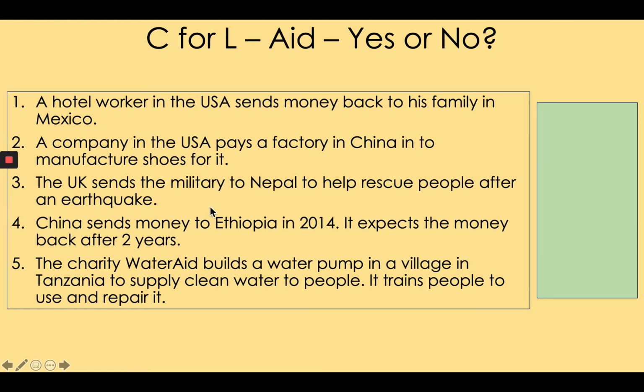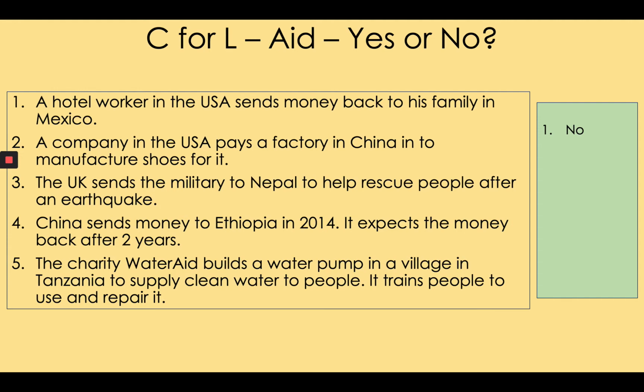Attempt these 5 questions to see if you can work out and identify which ones of these sentences are aid. So just write yes or no in response to each of these. Pause the video and check the answers. So number 1, a hotel worker in the USA sends money back to his family in Mexico. That is not aid. That's someone sending money back to his own family. That's called a remittance. It's when you send money back to your family in another country.